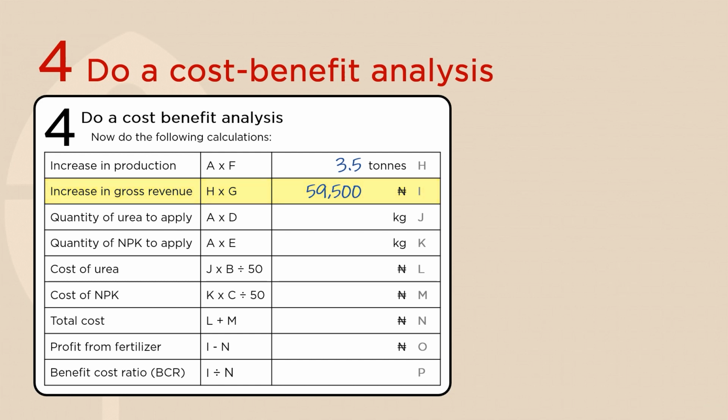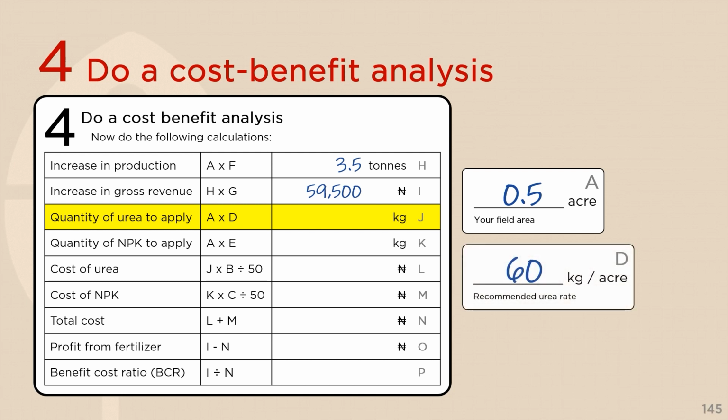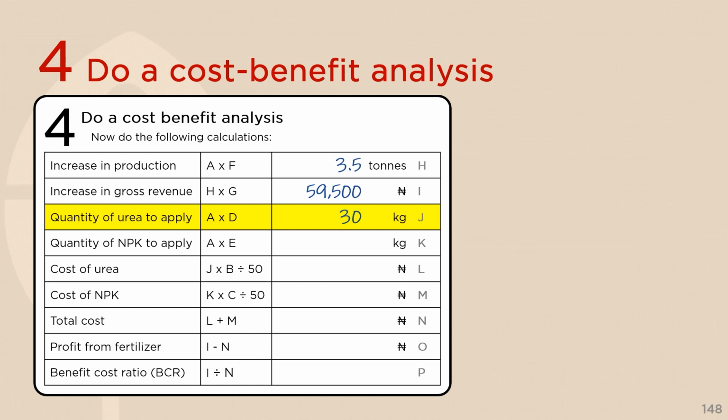Next, we will calculate the amount of urea to apply. To do so, we need to multiply values A and D. Box A contains the area of the field. Remember, in our example, this was half an acre. Box D contains the recommended urea application rate. This was 60 kg per acre. Let's perform the calculation now. 0.5 times 60 equals 30. The recommended amount of urea to apply is 30 kg. We note this down in the table.